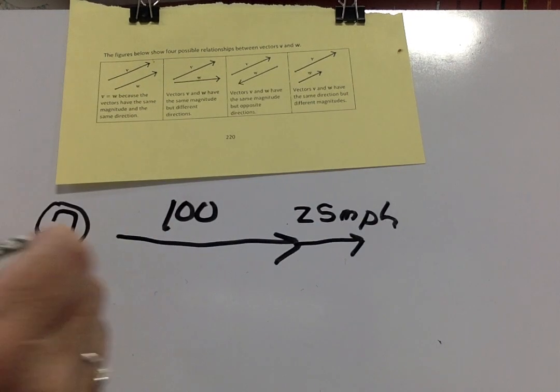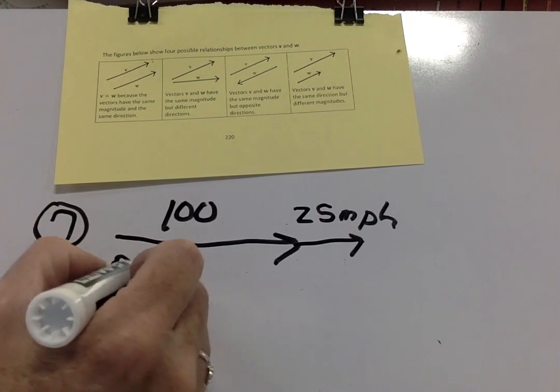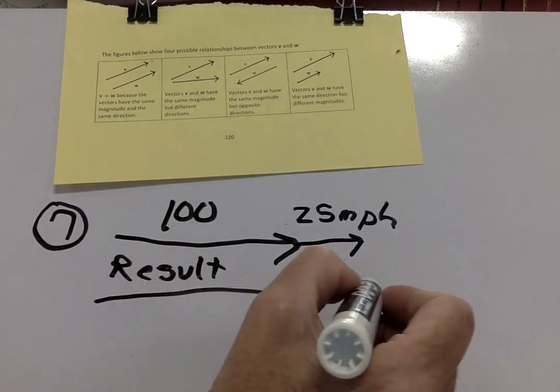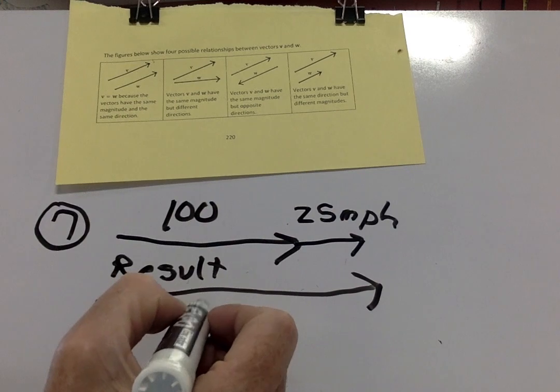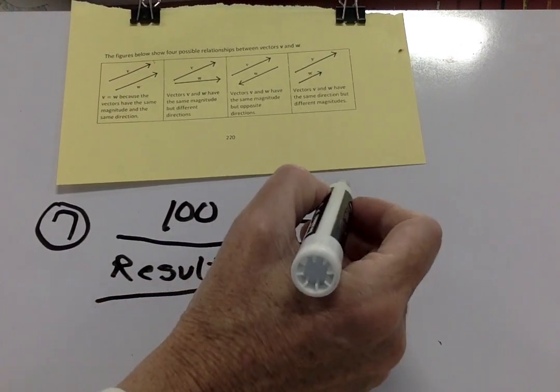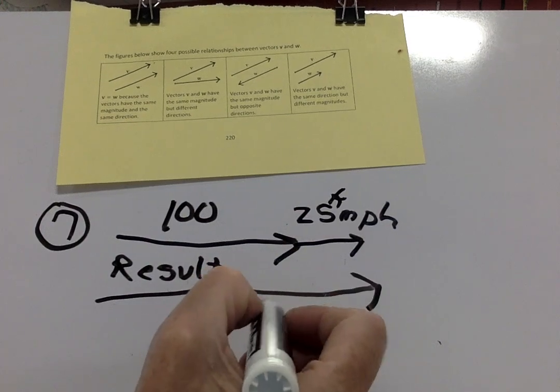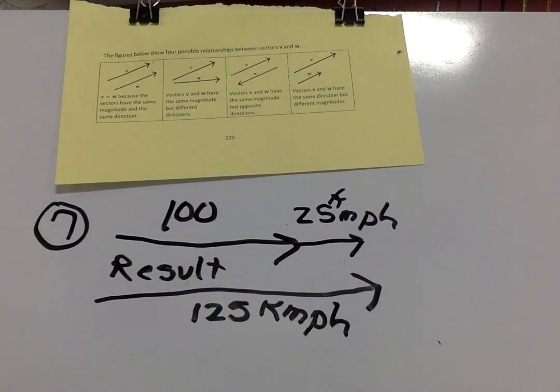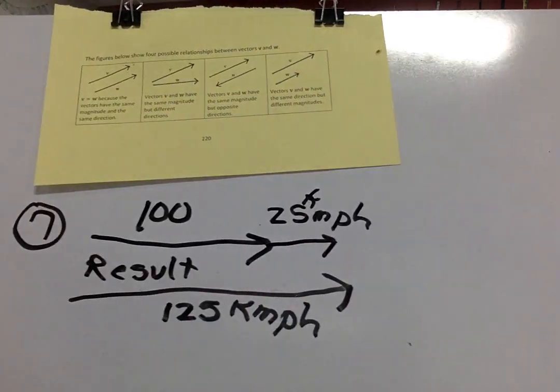So the result is it's going 125, and instead of miles, it should be kilometers. I keep getting that wrong. I apologize. So that's 125 kilometers per hour, and you're done. Now it gets a little bit more difficult. Let's go on to number 9.